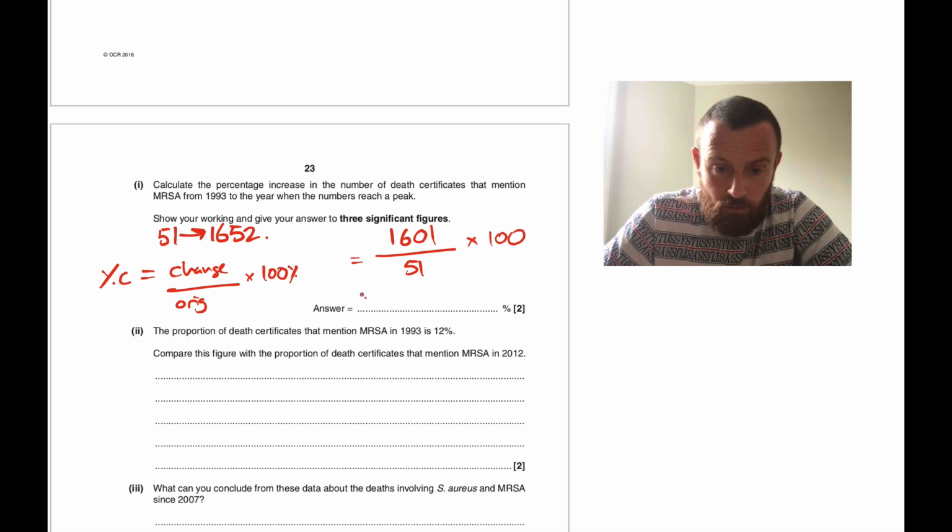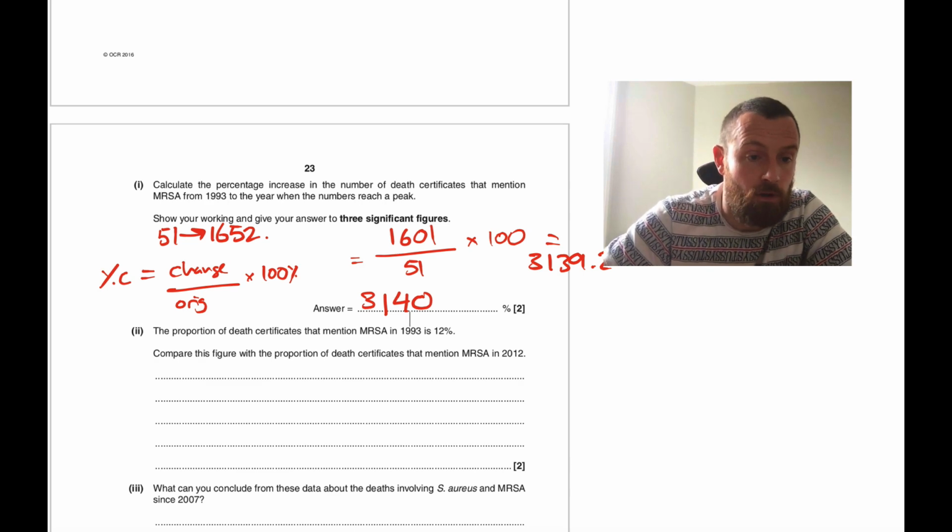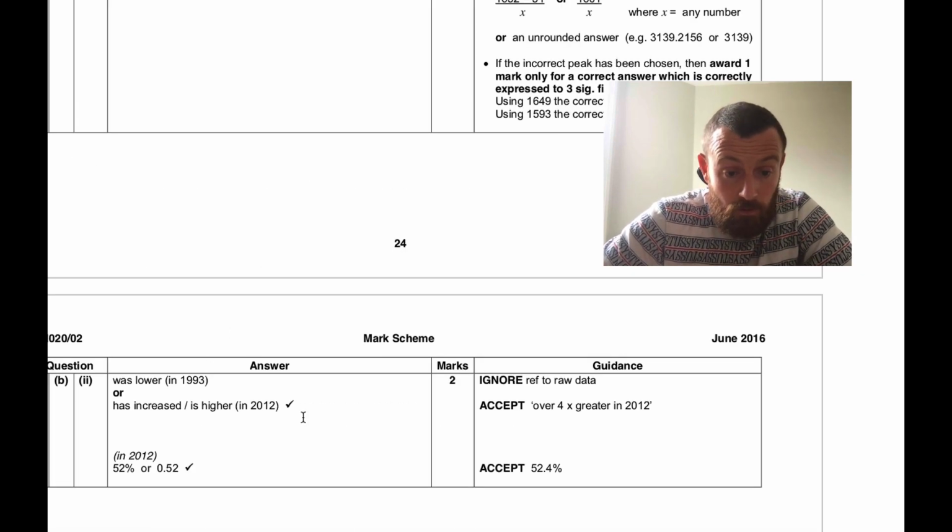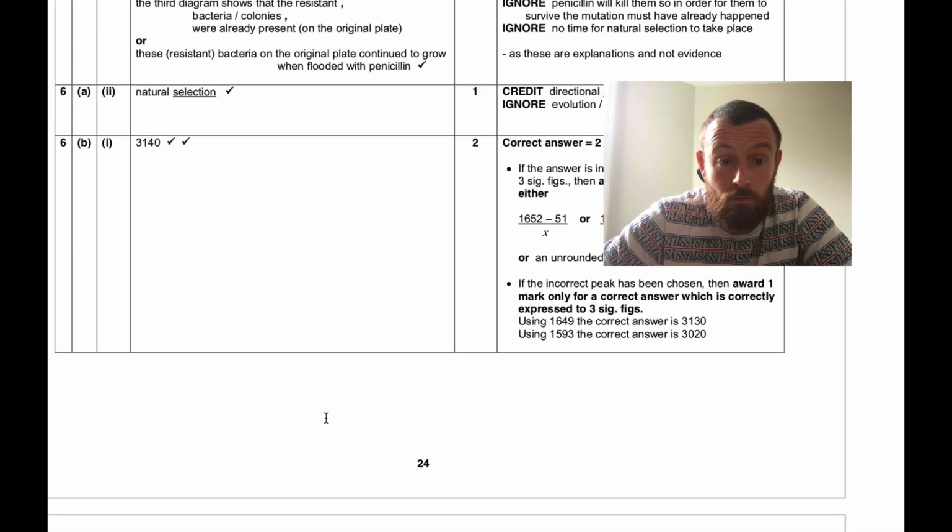So I'm going to write this. Well, first I'll write right over here, 3139.2. Now I only want that to 3 significant figures, so it's 3140. Is that the right answer? Yes, 3140. Great.